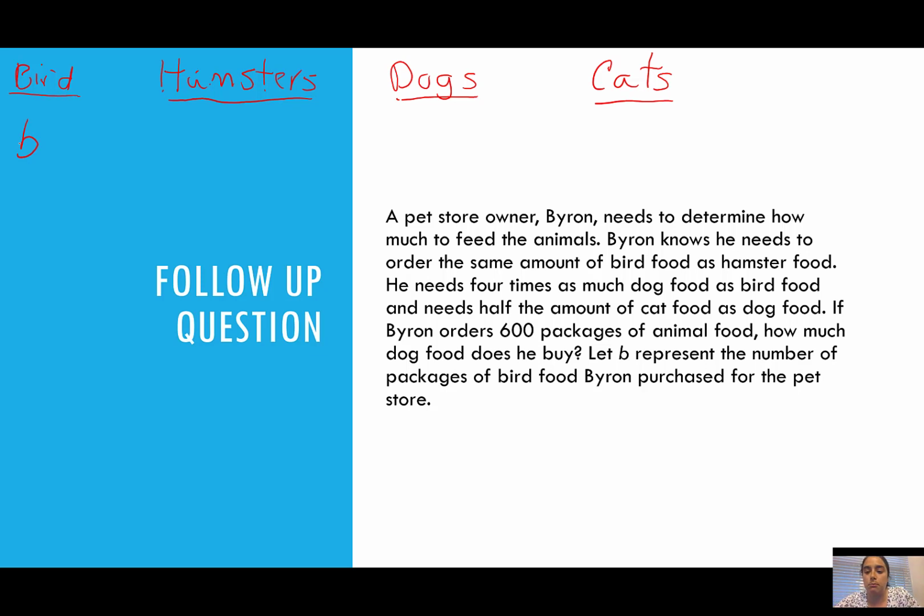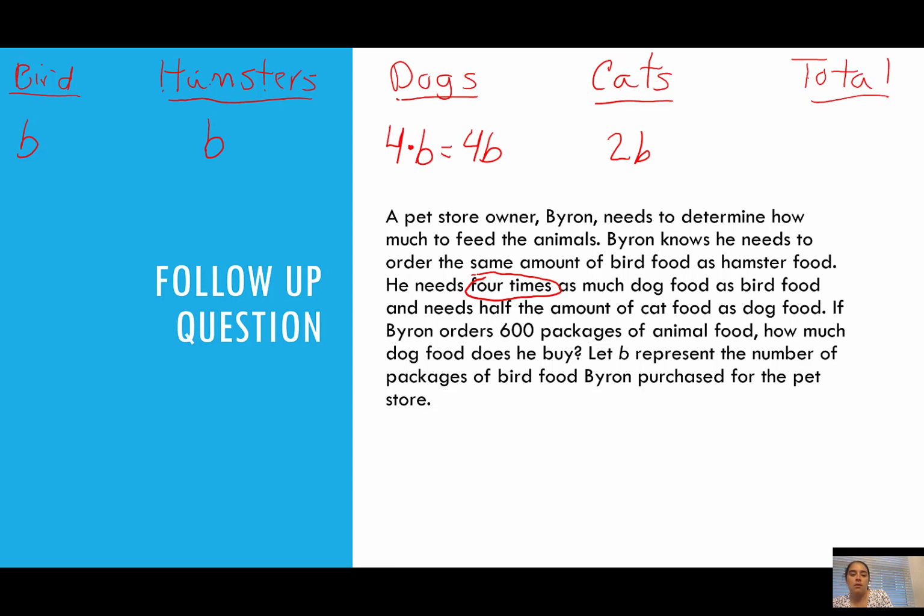So we call bird food B, the variable. We know hamsters and birds need the same amount of food, so I'm going to say that's also B. It says dog food needs 4 times as much. So I'm doing 4 times B, or we could say that's 4B. And cats need half the amount of cat food as dog food. So what's half of 4B? 2B.